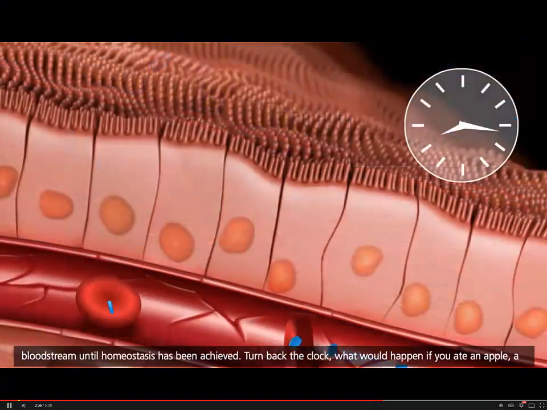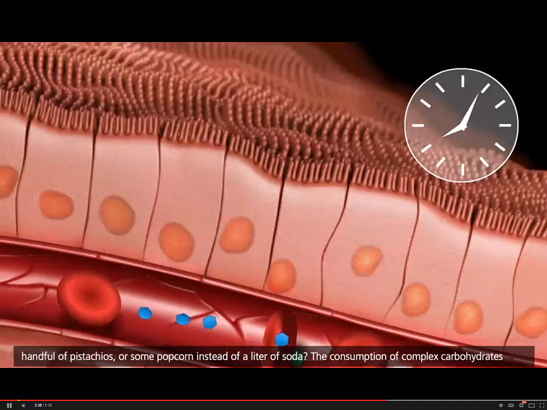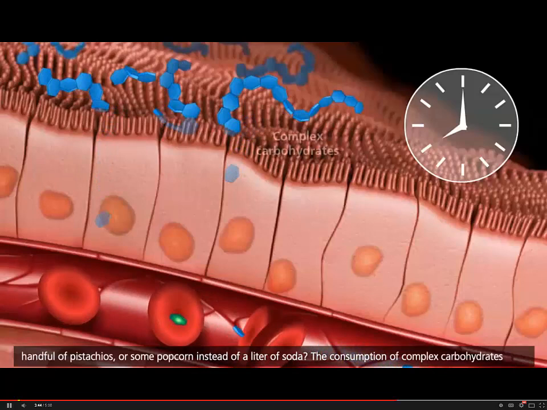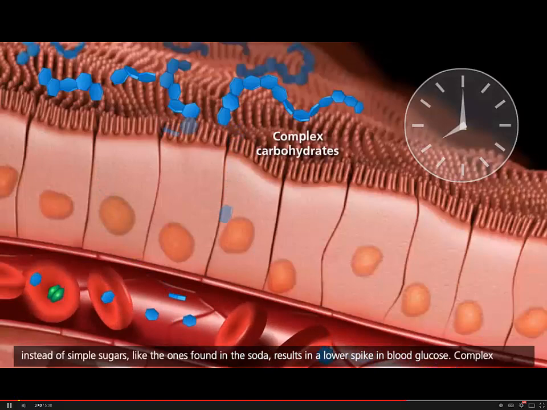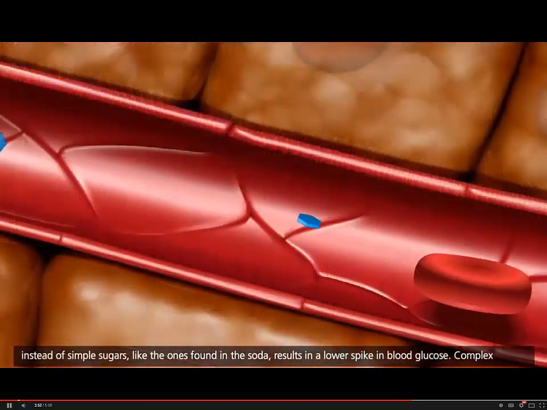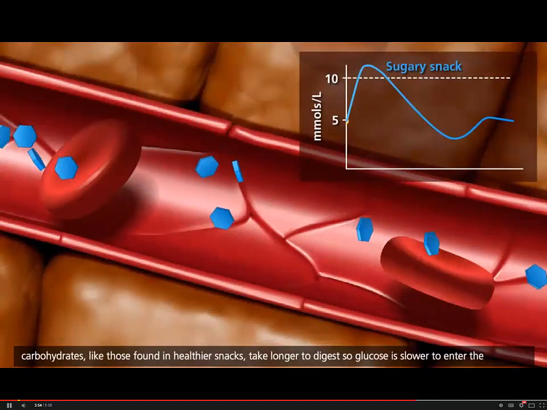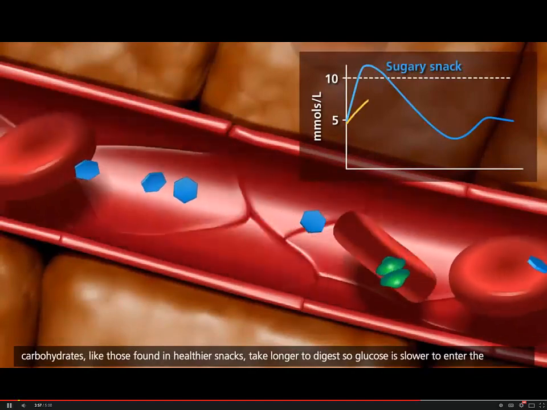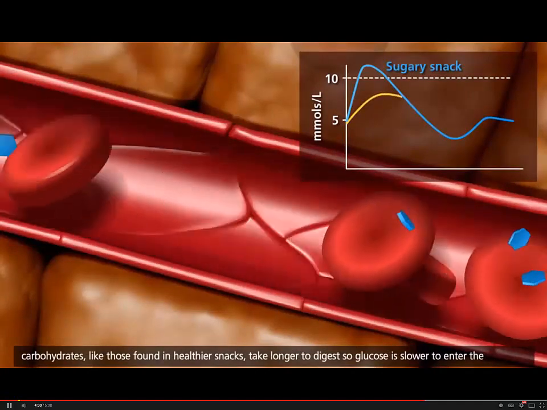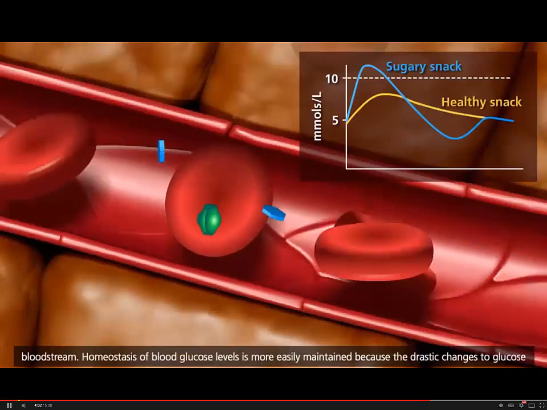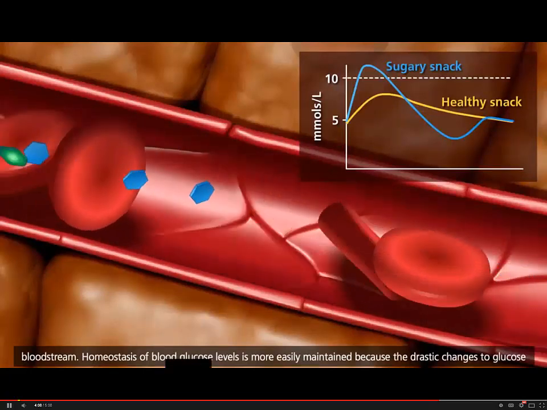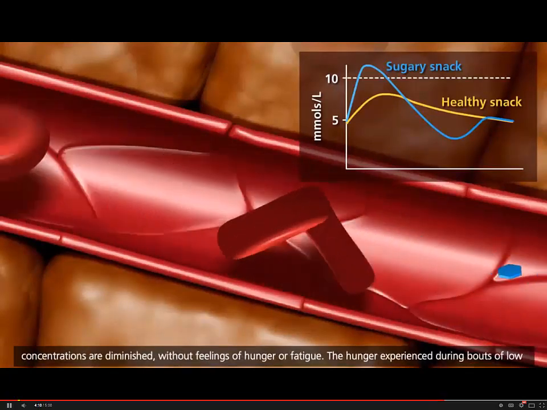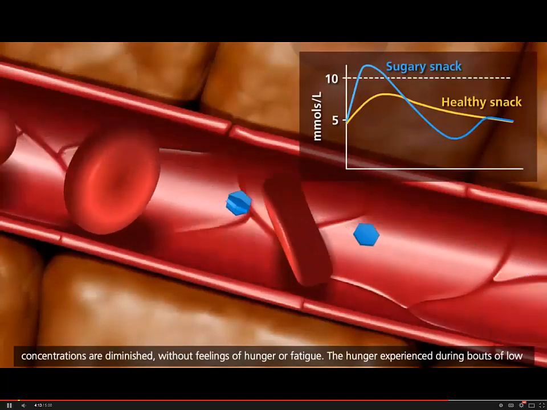Turn back the clock. What would happen if you ate an apple, a handful of pistachios, or some popcorn instead of a liter of soda? The consumption of complex carbohydrates instead of simple sugars, like the ones found in the soda, results in a lower spike in blood glucose. Complex carbohydrates, like those found in healthier snacks, take longer to digest, so glucose is slower to enter the bloodstream. Homeostasis of blood glucose levels is more easily maintained because the drastic changes to glucose concentrations are diminished, without feelings of hunger or fatigue.